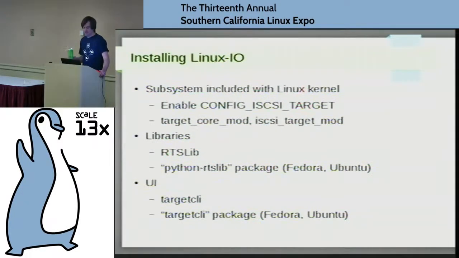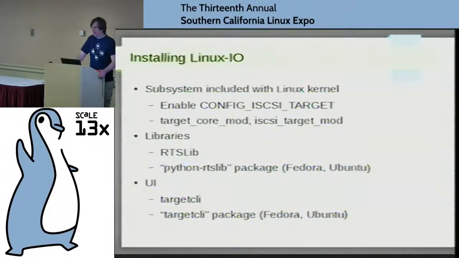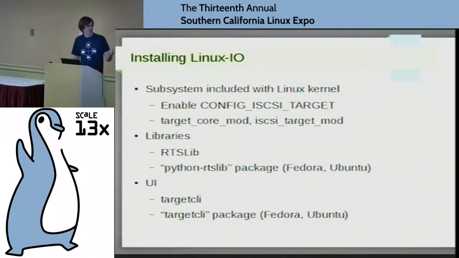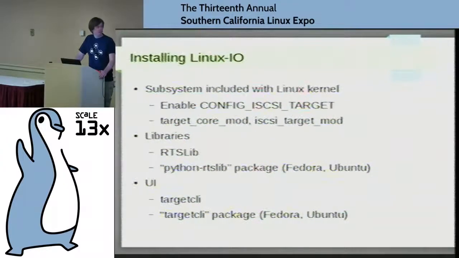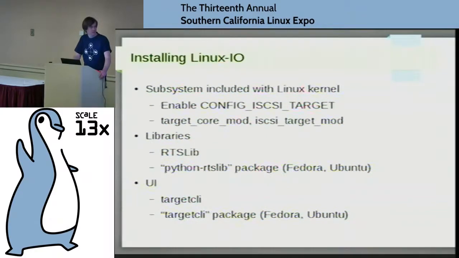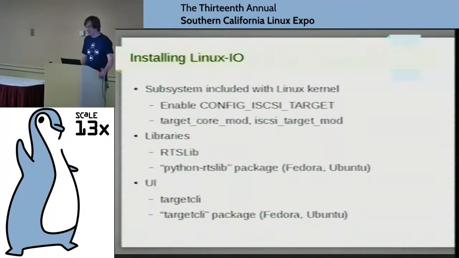So besides the kernel modules, there's basically libraries and a UI, and really it's just a handful of packages. The library for Linux I/O is called rtslib, and that's the package name for Fedora and Ubuntu. Then for the UI, there's this UI called targetcli. It's just a command line user interface, basically. And the package name is targetcli, pretty straightforward.